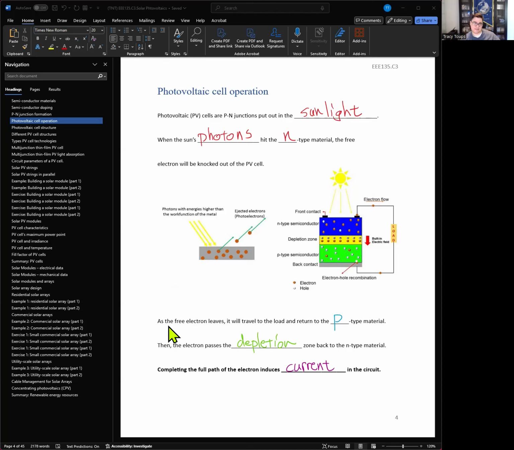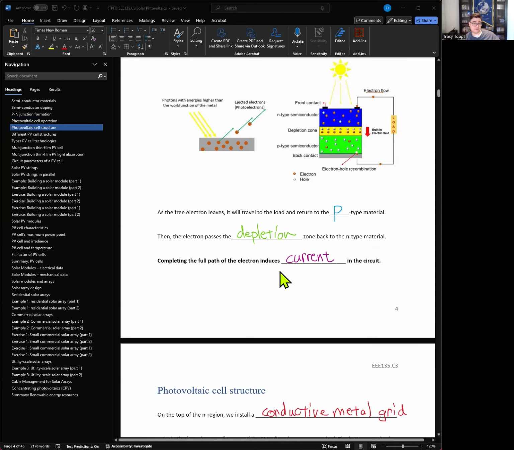Okay, so let's fill out the text. As a free electron leaves, it travels to the load, returns to p-type material. Then the electron will travel through the p-type. So the electron passes through the depletion zone, which is the middle area, back into the n-type material. And in bold, remember in circuit 1, completing a full path, electron induces current in the circuit. Okay, so as long as the electron can leave and come back in and do this over and over, there will be current flowing, and now we get to produce power. That's the whole reason why we're talking about this today: we want to make power out of sunlight. So that's the innards of how a PV cell works.